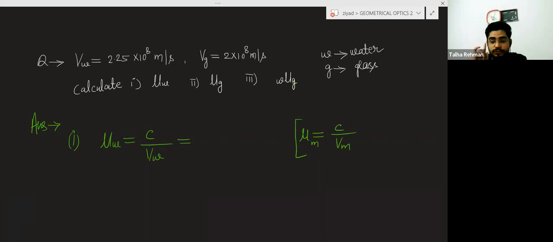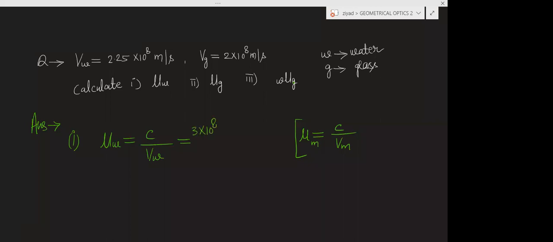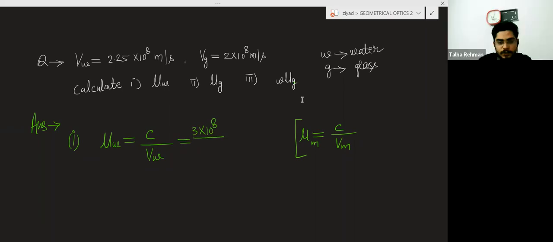This value you should know. 3 into 10 to the power 8 meter per second. Speed of light in water, this is the value 2.25 into 10 to the power 8. And this 10 to the power 8 will be cancelled out with 10 to the power 8.